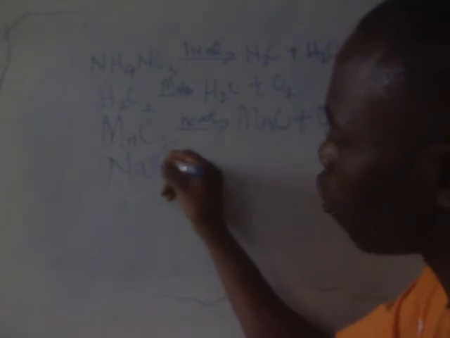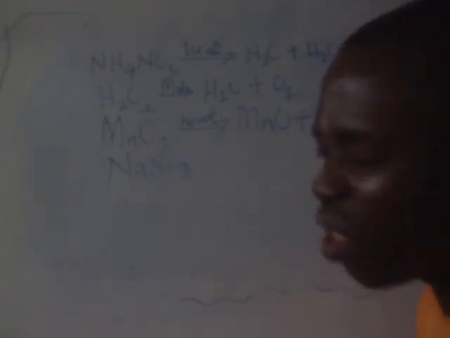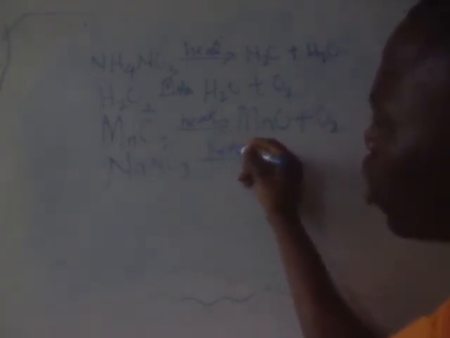Okay. Option D, sodium trioxonitrate 5, that's NaNO3. Under the action of heat, it will give you NaNO2 plus O2. That is sodium dioxonitrate 3. We said the nitrates of potassium and sodium will decompose on heating to give the nitrite, or sodium dioxonitrate 3, with release of what? Oxygen gas.